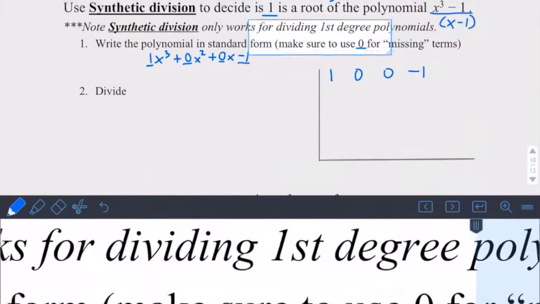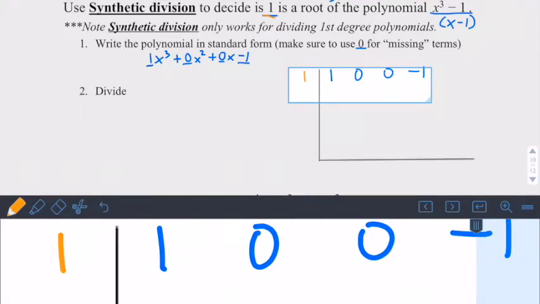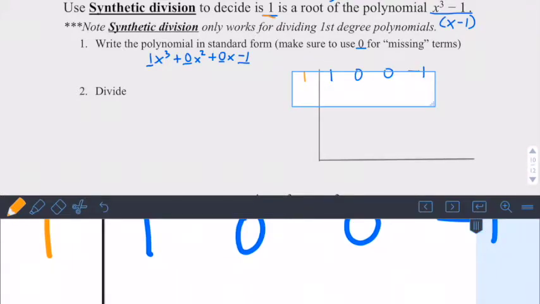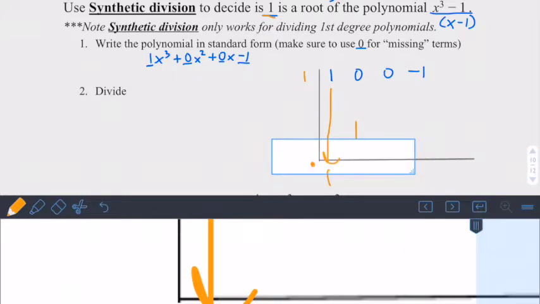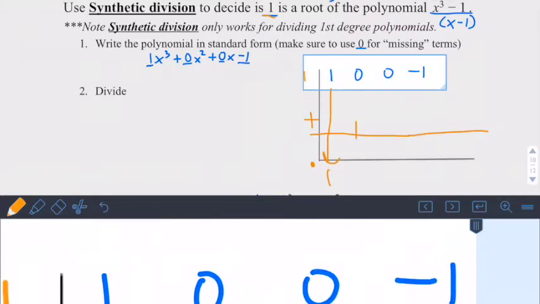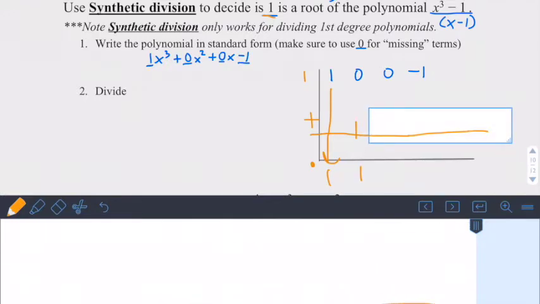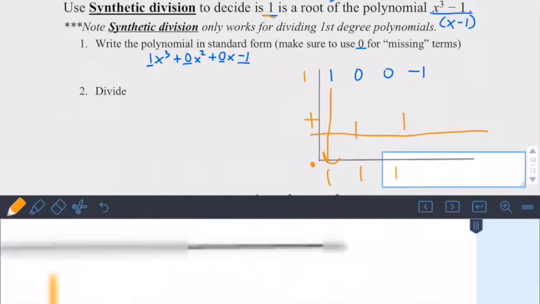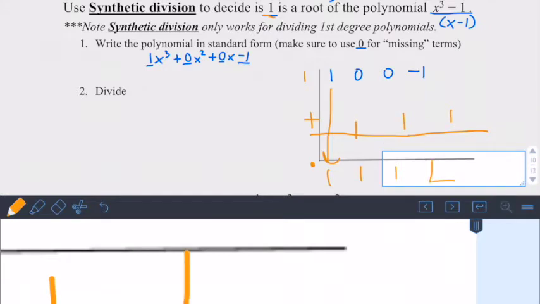And we're going to take our root of 1 and put it on the outside. So we're going to start by putting 1 all the way down. And now we're going to multiply. 1 times 1 is 1. So you multiply, and then in this column we add. So 0 plus 1 is 1. Well, 1 times 1 is 1. 0 plus 1 is 1. 1 times 1 is 1. And negative 1 plus 1 is 0.